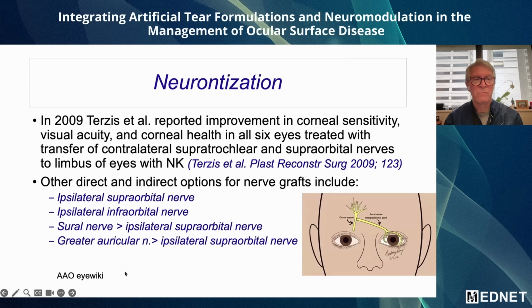Neurotization of the cornea was initially described in 2009 by Terzis, who reported improvement in corneal sensitivity, visual acuity, and corneal health in all 6 eyes treated with transfer of the contralateral supratrochlear and supraorbital nerves to the limbus of the fellow eye. And there are other direct and indirect options now that have been reported for nerve grafting, including ipsilateral supraorbital nerve, ipsilateral infraorbital nerve, and the sural nerve, which is what my colleague uses. It's a preserved sural nerve, or the greater auricular nerve.